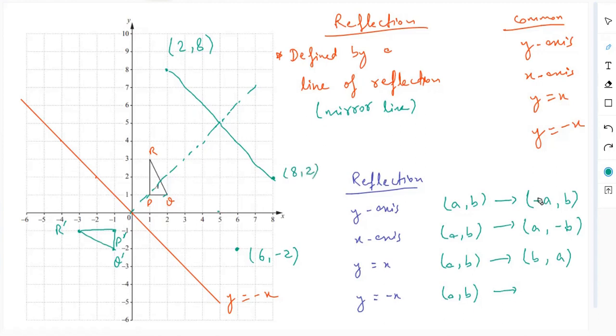But what is happening? Your coordinates 2 8 were interchanged, what did they become? 8 2. So that's what happens when you reflect in the line y equals x. Okay? Similarly, the last one, when you reflect in y equals minus x, what happens? Here your coordinates interchange and their signs also change. So your coordinates interchange and their signs also reverse.